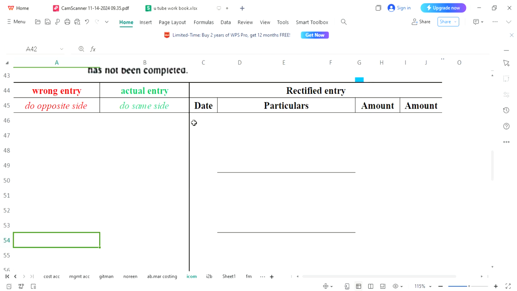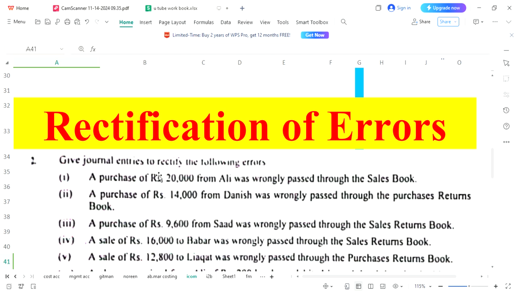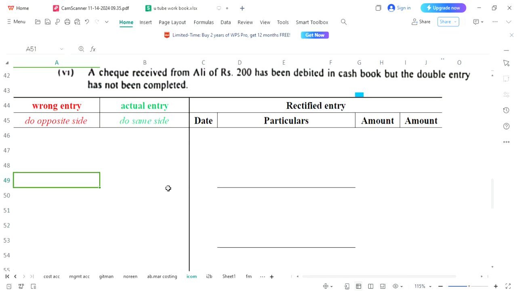As usual, we are required to make some journal entries. These two columns would be used for your rough work. So we are now ready to start our question. First entry, purchase from Ali. This is your entry. Goods purchased from Ali.